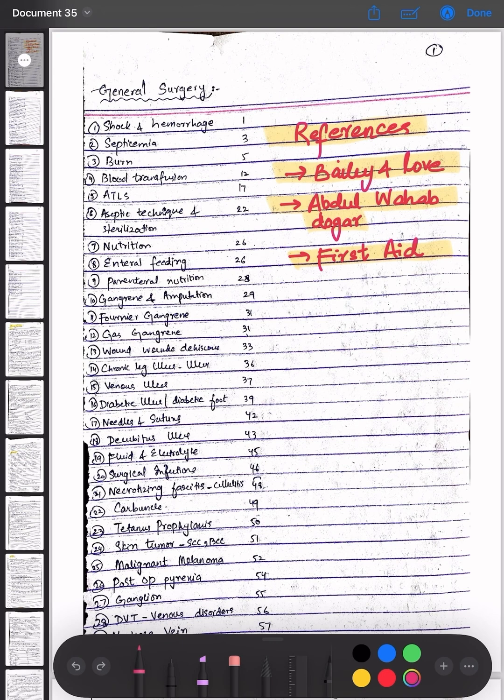This is the index of general surgery. The following topics will be discussed in general surgery. We will discuss one by one. We will start from shock and hemorrhage.